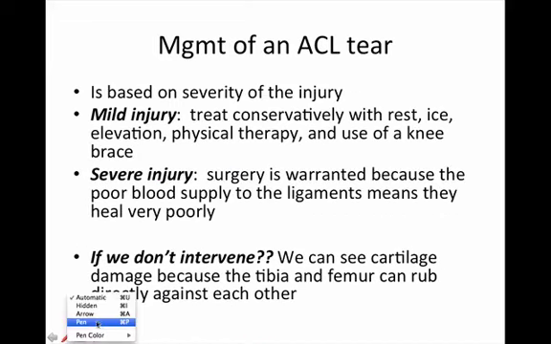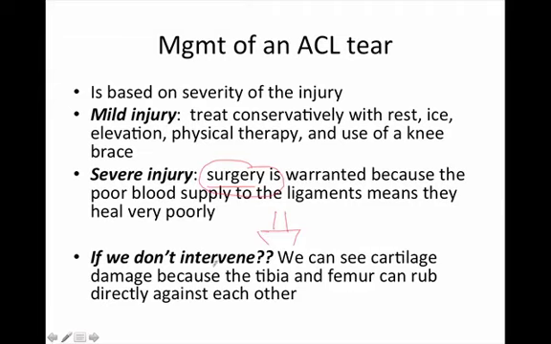So how do we manage this? Oftentimes, a minor injury can be treated conservatively with rest, ice, elevation, therapy, and the use of a knee brace. Severe injuries are usually going to require surgery to reattach that ligament. Okay, the reason why is because ligaments don't have a very rich vascular supply. So if it's minor, we can let this minor blood supply take care of it. But if it's a major injury, the blood supply isn't going to be adequate and it's going to heal very poorly. So surgery is your best bet to simply reattach that ligament to that tibia.